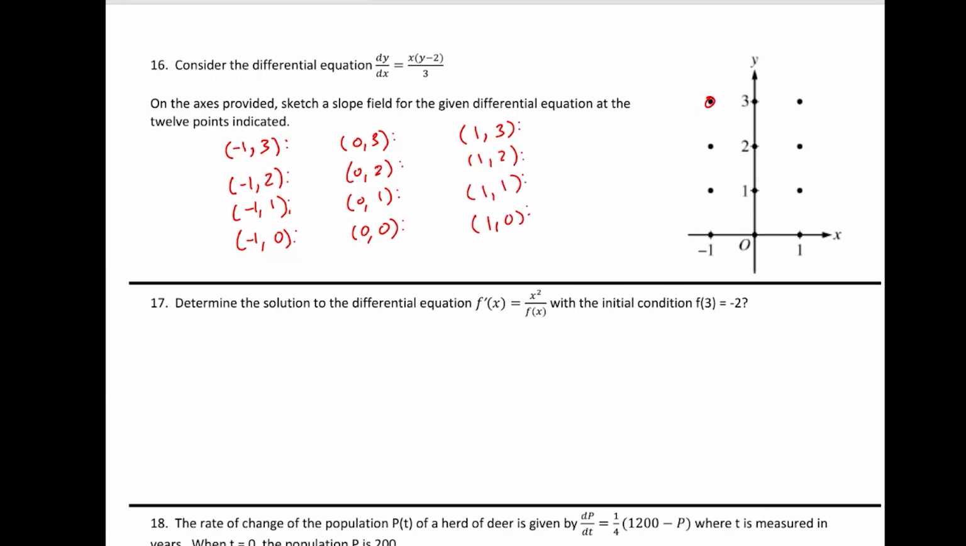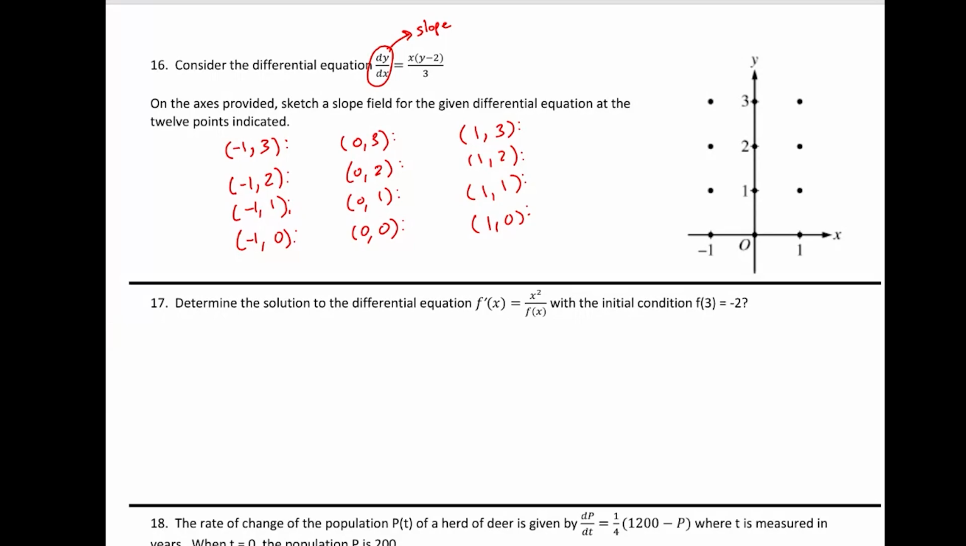Okay, so here's our 12 points. And all you have to do is just plug in the x and the y into the differential equation. This dy dx, that is the slope of the function. And so we're going to draw a little line with that, whatever slope we end up getting at each point.